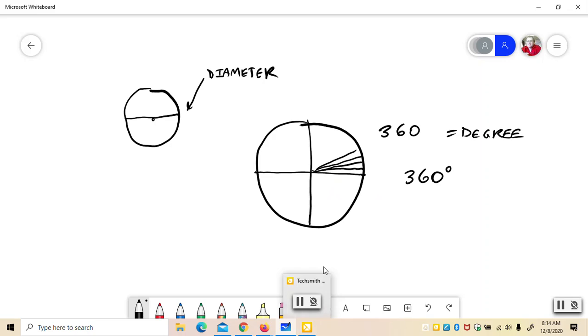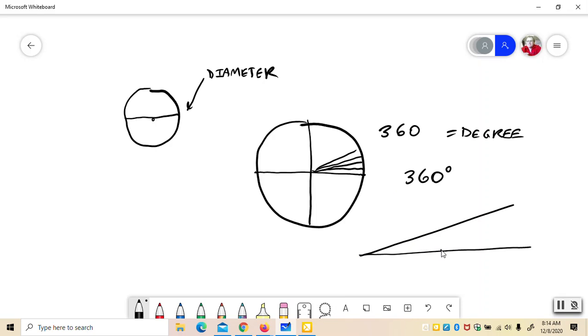So if you were to look very, very closely at one of these pie pieces, this angle would be 1 degree. And you have 1, 2, 3, 4, 5, 6, 7, 8, 9. You would have 360 degrees altogether.